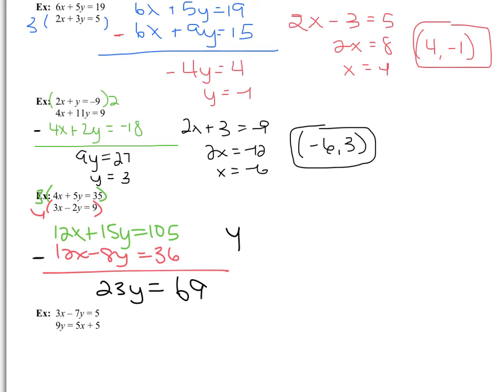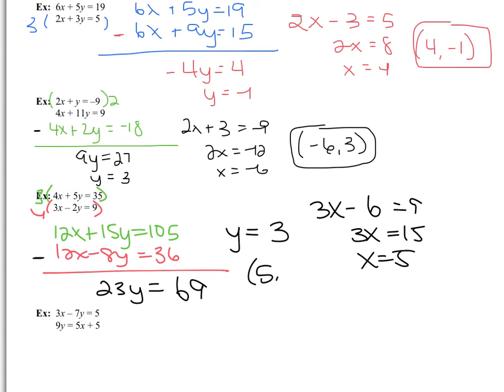Then if you divide both sides by 23, you get y equals 3. So then you can plug that back into any of your equations. So if I plug it into 3x minus 2y, I would get 3x minus 6 equals 9, 3x equals 15, x equals 5. So then my final answer would be 5, 3.